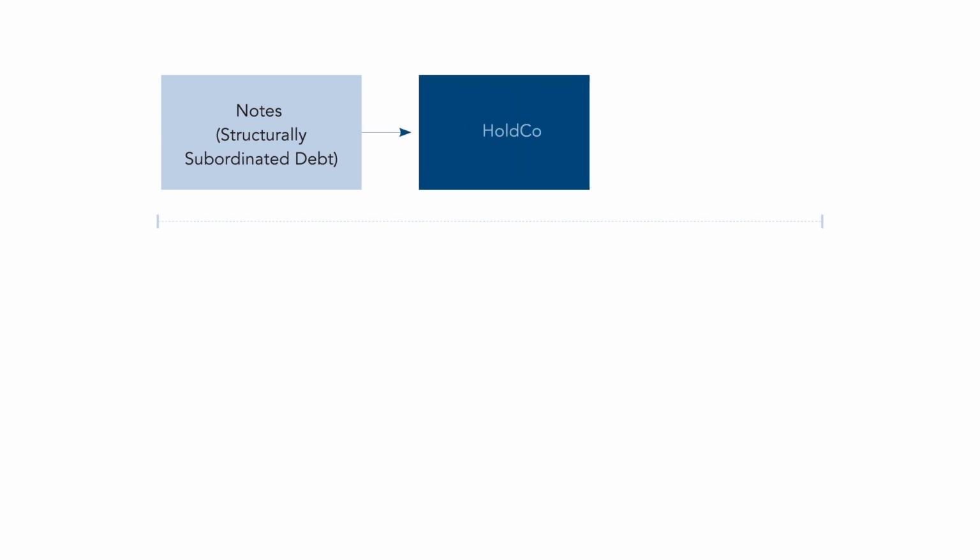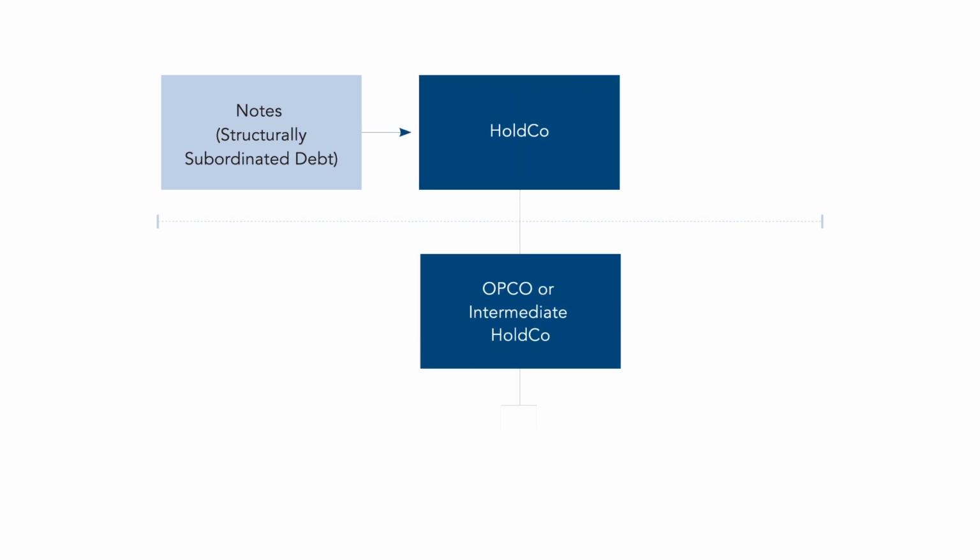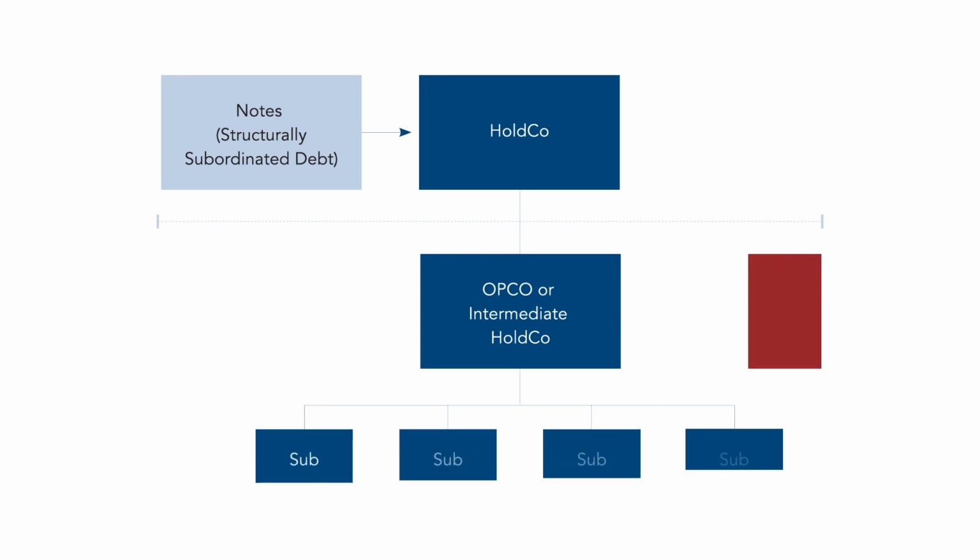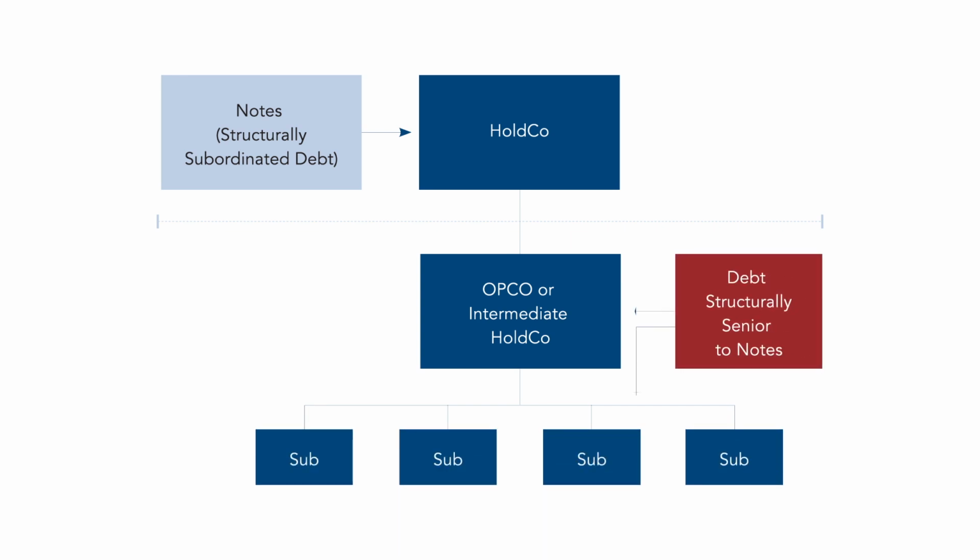Many times, high-yield bonds are issued by a holding company without the benefit of any upstream guarantees. In this situation, structurally senior debt is issued by the operating company or subsidiaries where the operations and assets of the issuer reside. The structurally senior debt may have restrictions on the ability of the operating company to make dividends and other payments to the issuer.